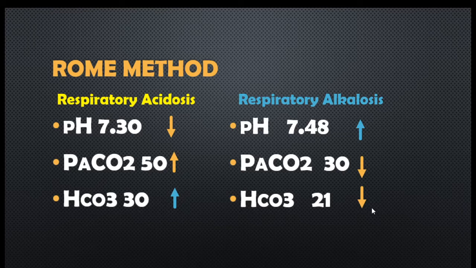So if the arrow is the same, either increasing or decreasing, it is always metabolic. If the arrow is opposite, either the bicarbonate is increasing or the pH is increasing, but if you can see that the pH and the bicarbonate have opposite directions of values, it is what we call a respiratory. Okay?